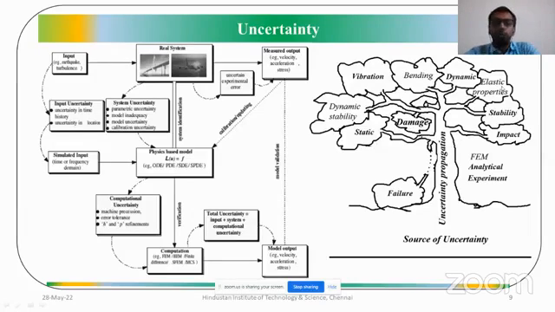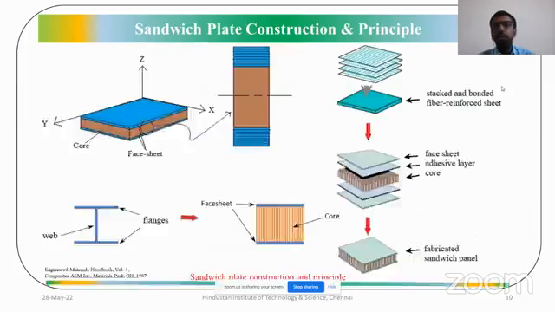Since nowadays we are using composite structures, we are focusing on composites, not on monolithic material. Okay, so this tree replicates our uncertainty quantification, uncertainty propagation approach. So now we are concentrating on the sandwich plate.